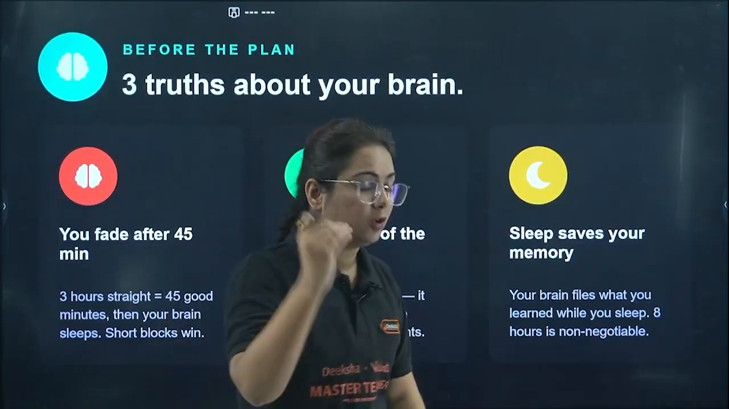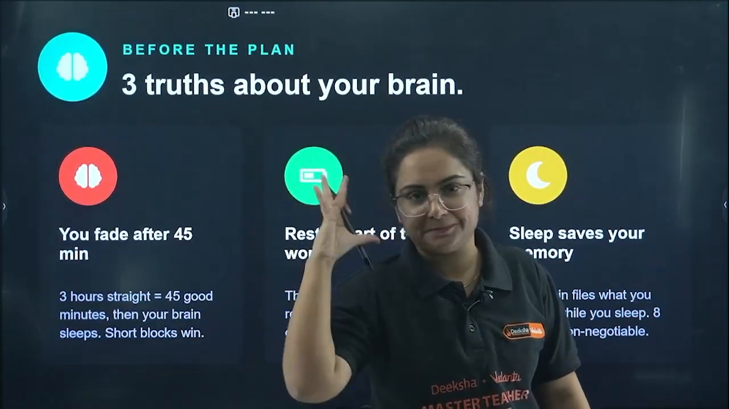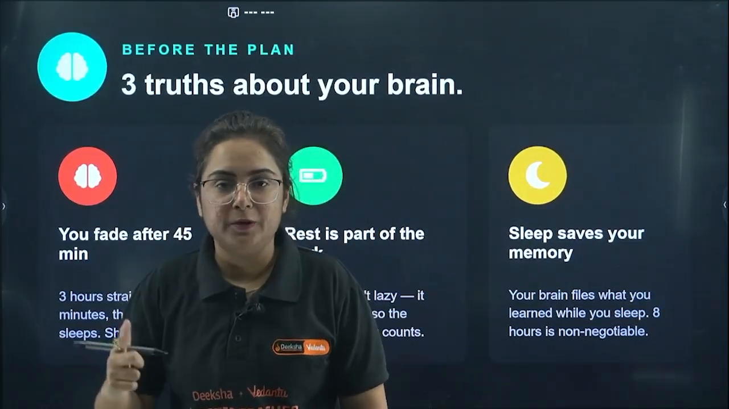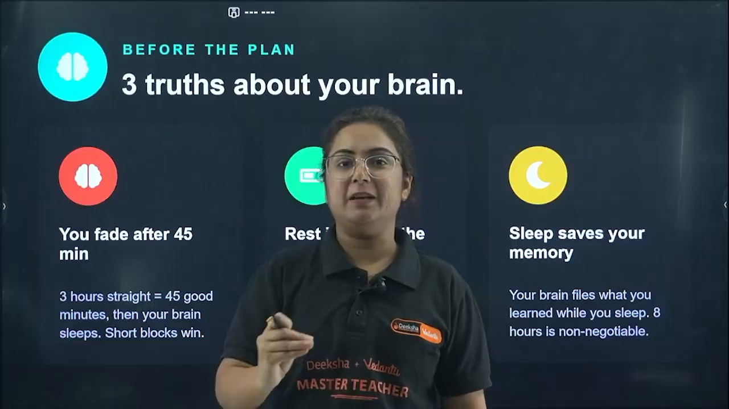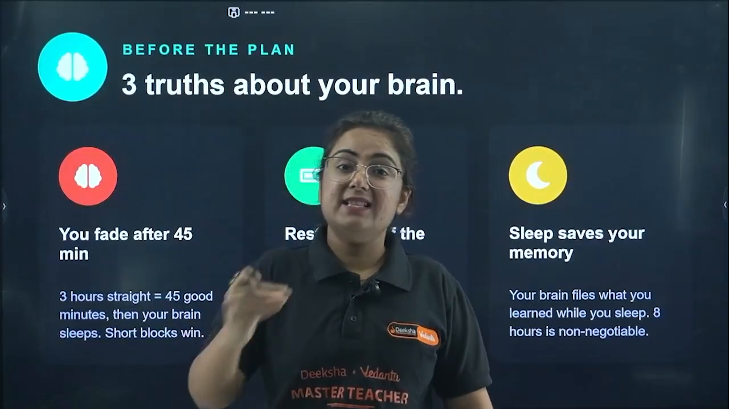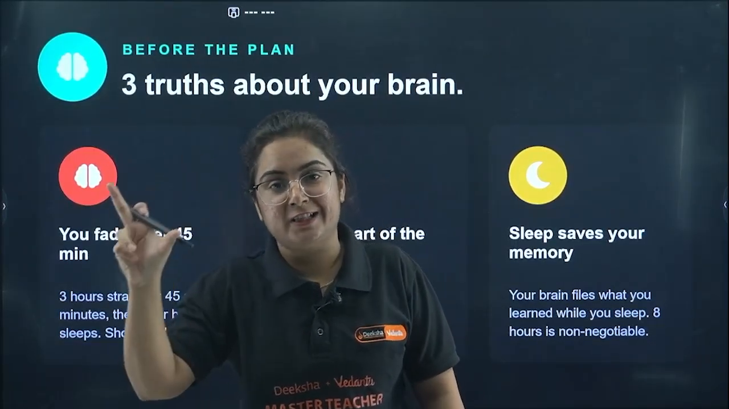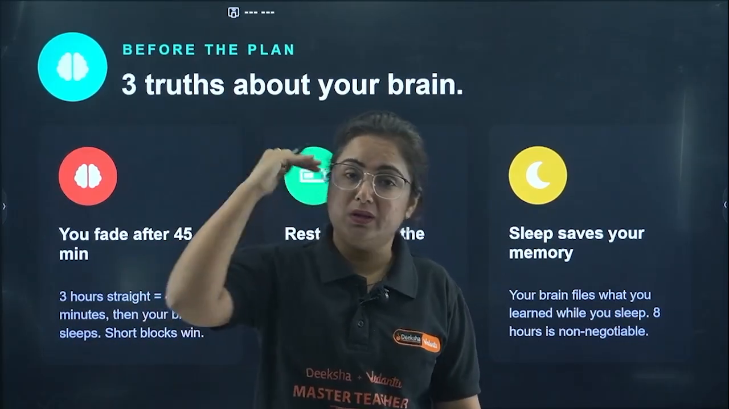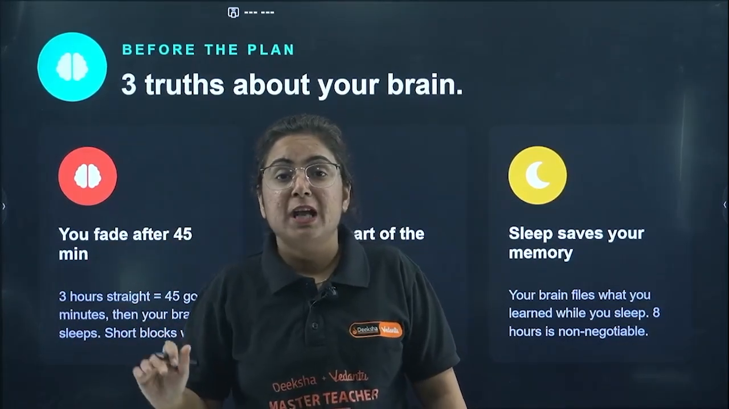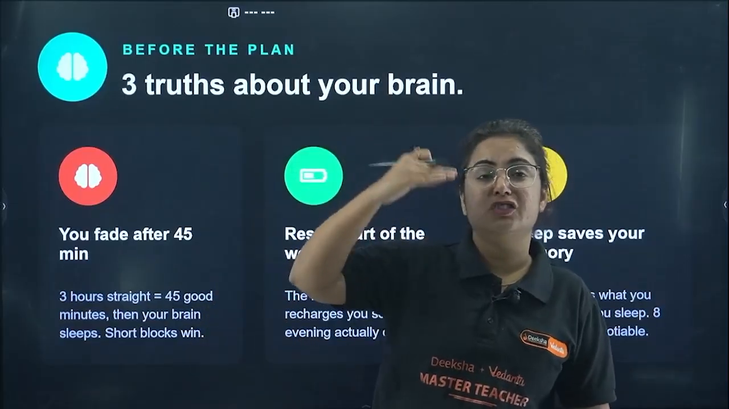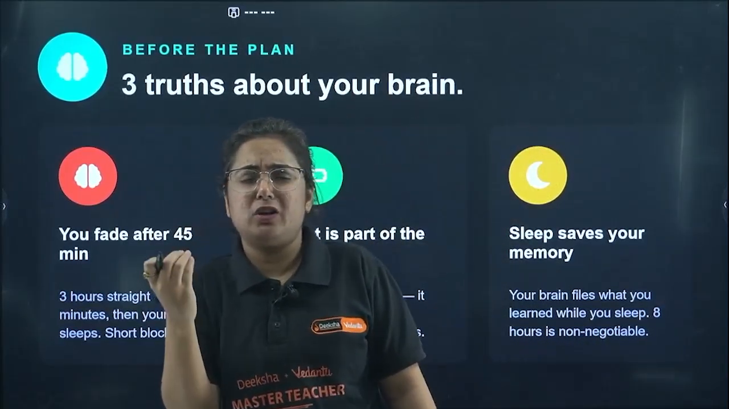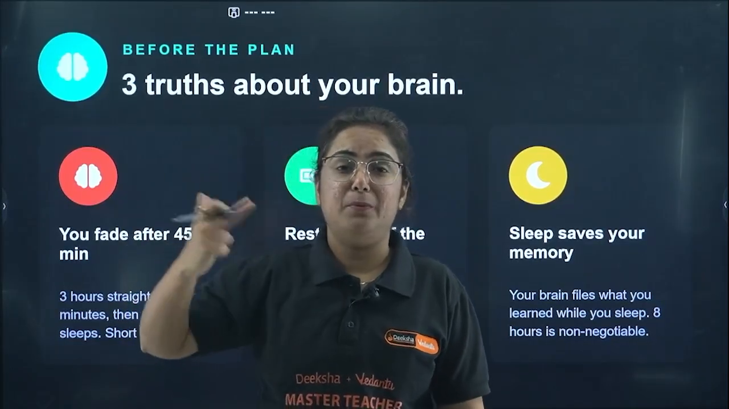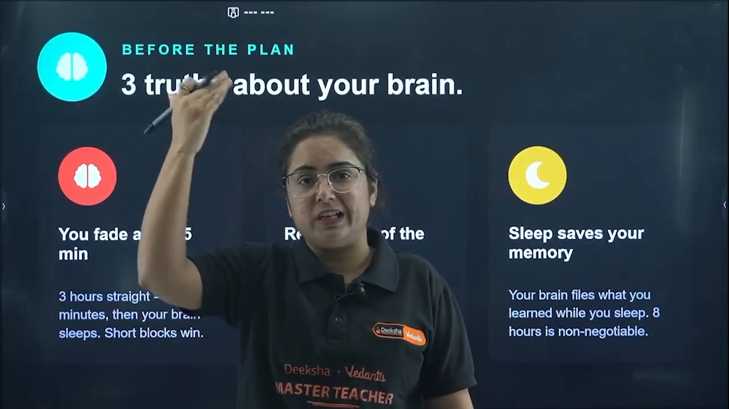Beta, three truths about your brain. First, it is scientifically proven that you can't sit at the study table for 3 hours long and stay concentrated for the entire time period. Not at all. Even if the exam is tomorrow, still not at all. Why, beta? Because our brain works in chunks, right? It remembers very little, not as much as we are expecting. So if we are feeding our brain for 3 hours long, nothing will be retained in our mind.